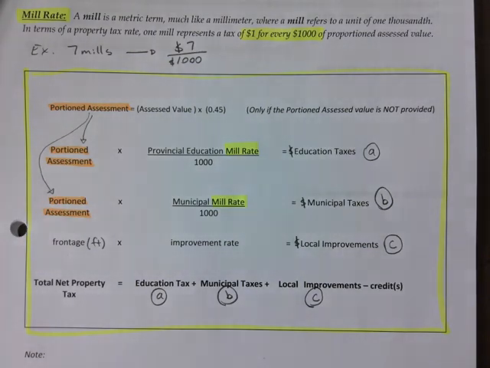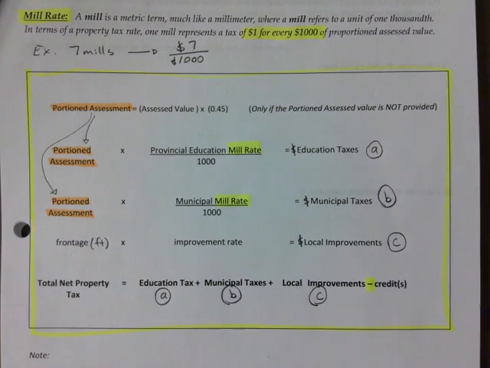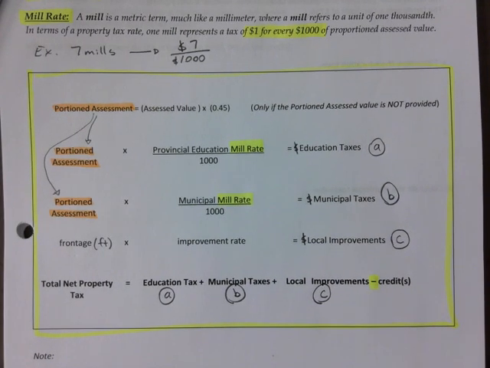I'm going to highlight the fact that you're subtracting, just the minus. So at the end of the day, you go education tax, municipal tax, local improvements, minus any credits that are there. And now you know how much you're going to have to pay that year for property taxes. Pretty simple, isn't it? No, it's not. I know it's not. But let's calculate this. Maybe one example.